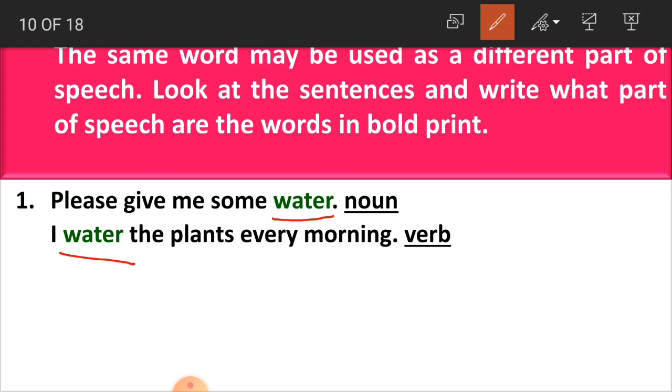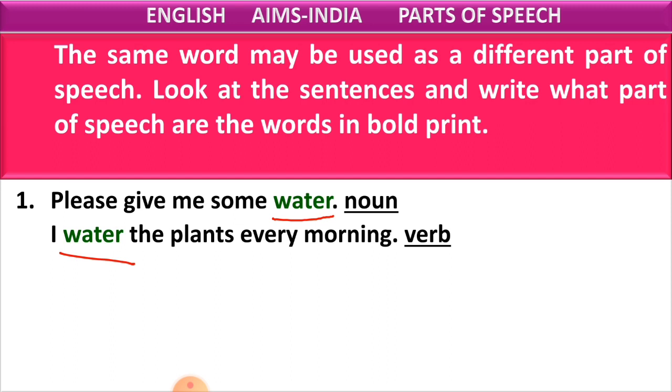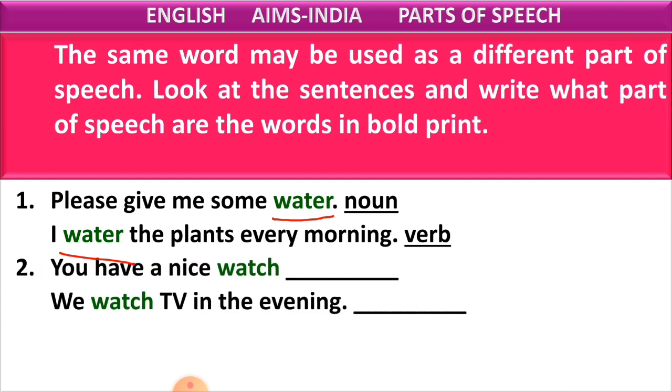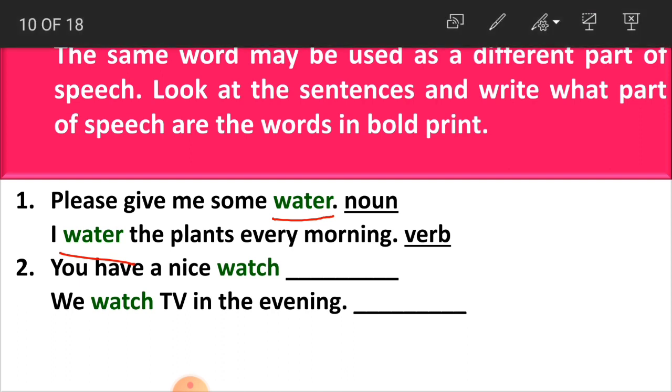Clear children? Yes. Now we'll go with the second sentence. You have a nice watch. Now what does this watch become here? Yes. It becomes a noun. Watch is a thing and I have got a watch. So that watch in this sentence becomes a noun.